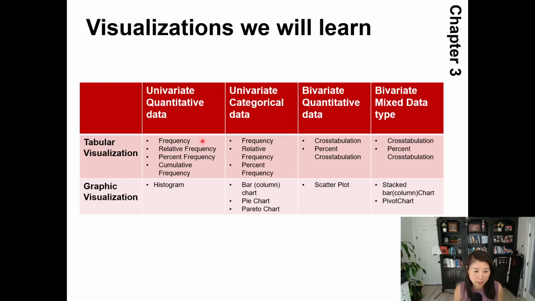Hello everyone, at this point we have already finished learning the frequency, relative frequency, percent frequency, and cumulative frequency distribution for one quantitative data. Those belong to what is called tabular visualization because they are tables. Now we're going to move on to graphical visualization. We are creating a diagram to represent our quantitative data. That is called a histogram.